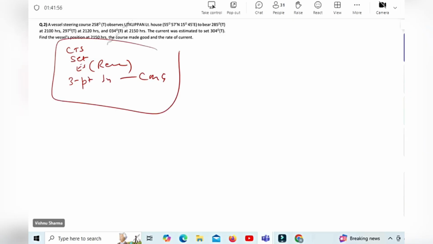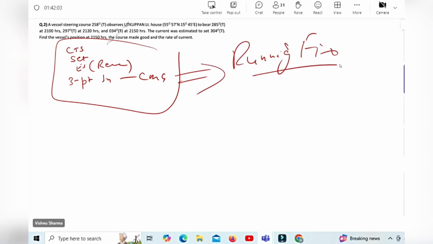So you have the CTS, you have the set, you will get the engine speed from remarks, and you will use the 3-point bearing to get the CMG. And once you have got all these four, then it becomes a question of running fix. Correct, beta? Am I clear? Yes, sir. Okay, this is how you'll have to figure it out. Praveen, this is a question like the one you were asking about a while back, that it is from the assignment. It is absolutely similar to that again. Yes or no? Yes, sir.